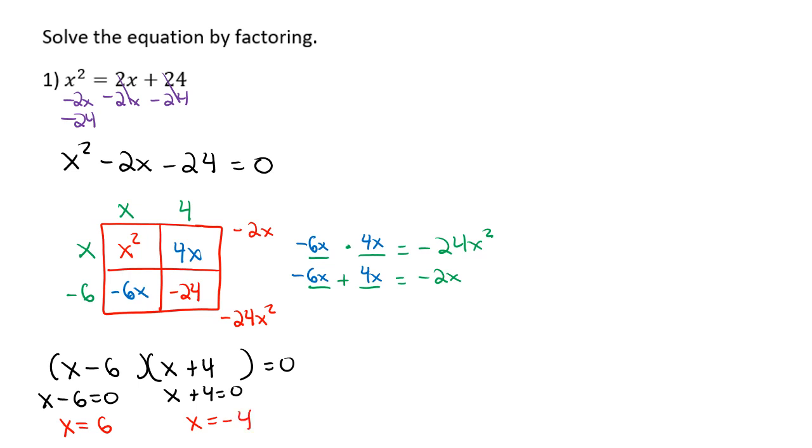So these are our two x-intercepts. Sometimes they're called zeros, and sometimes they're called roots. So three different names that all mean the same thing.